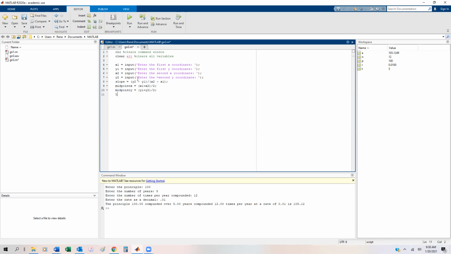And then finally, the length. Remember, length is the square root of x2 minus x1 squared plus y2 minus y1 squared. So it's going to be square root, right? And we haven't seen the square root function yet, of the quantity of x2 minus x1 squared plus y2 minus y1 squared. And we're going to suppress that. Everything is getting approximated to 3 decimal places.